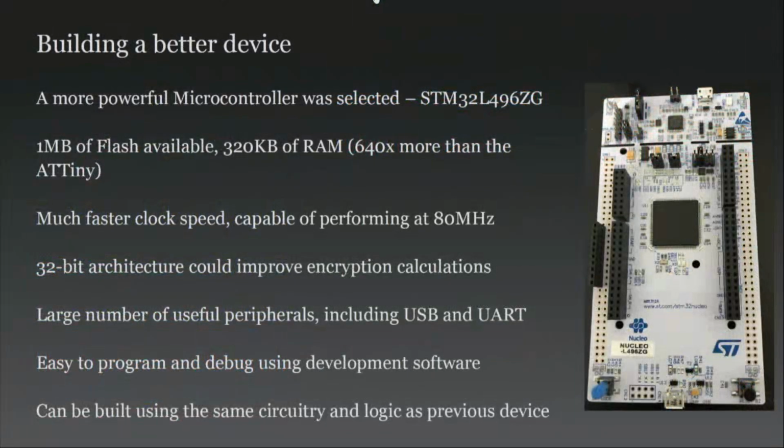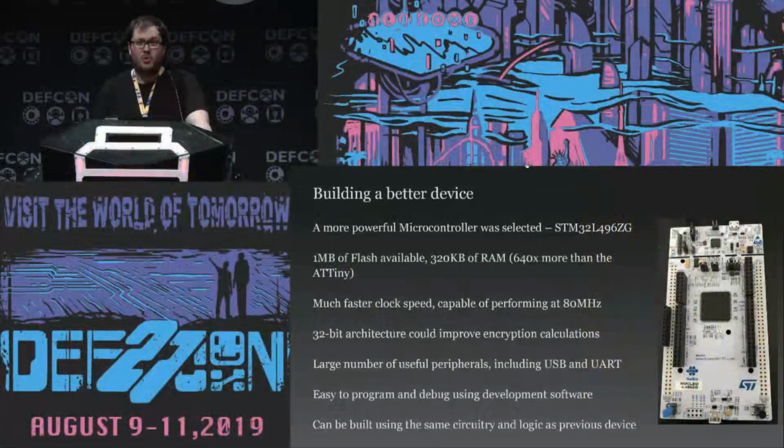STM32L496ZG, which is a development board and a microcontroller which has a huge amount of power and a huge amount of capabilities for a very small price. It's about £18 on Amazon, and nowadays that means it's about $18 as well. It has 1 megabyte of flash and 320 kilobytes of RAM. That's 640 times more than the ATtiny, which is really crazy when you think about it.